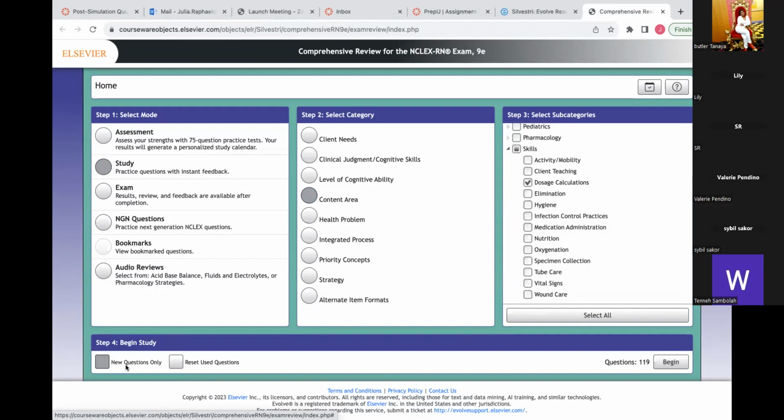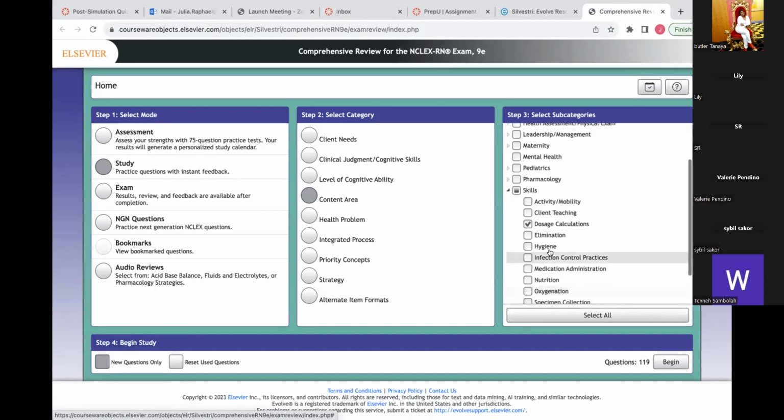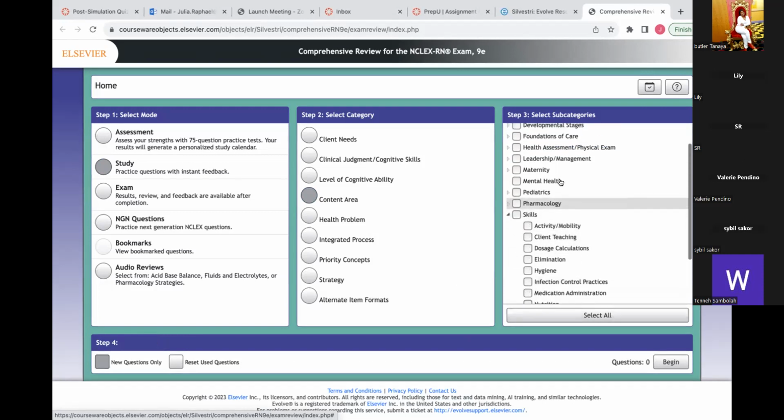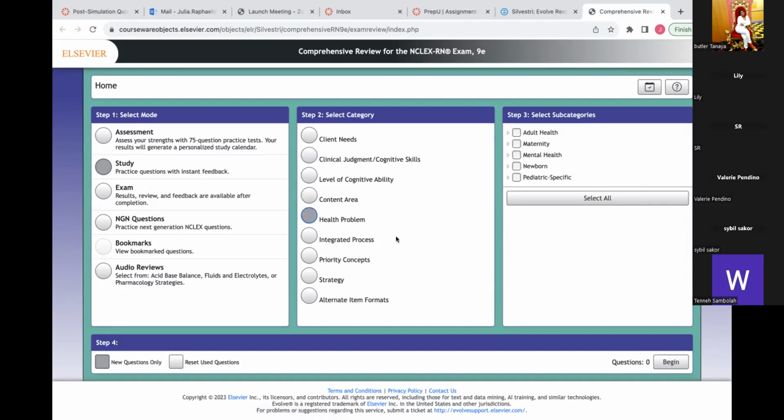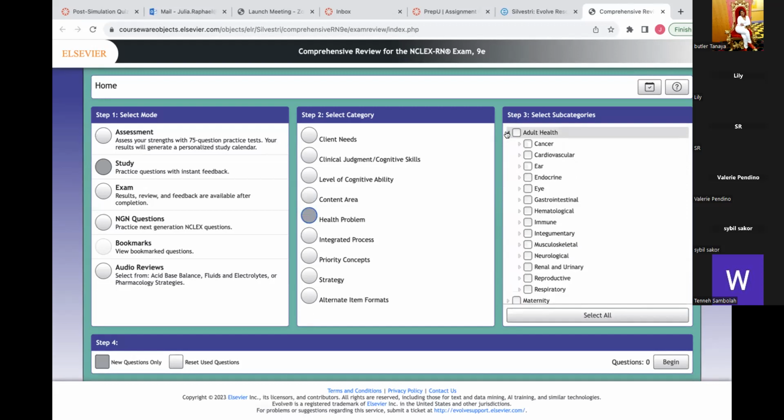Now for health assessment, click on the content, remove that skills one, and just go up. You see health assessment up there? Click on the little arrow next to it. Those are the different areas you can test on. If you want to go more in depth, click on where it says health problem on the left, and then you can go to adult, click on the arrow next to it, like if you want to look at eyes, ears, more stuff.